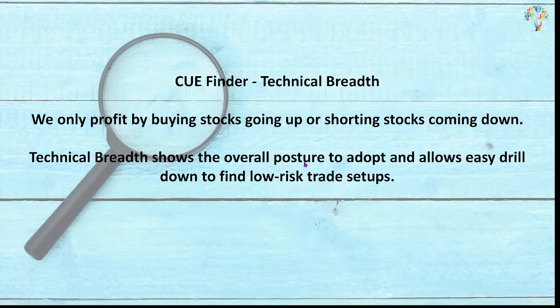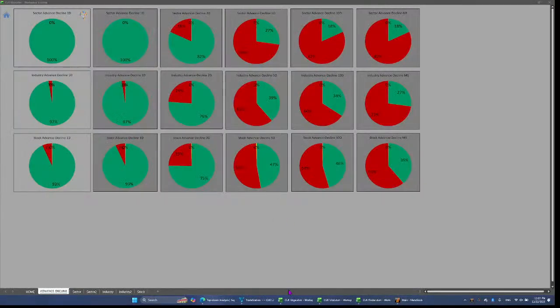Lastly, for market level analysis, QFinder technical breadth. We only profit by buying stocks going up or shorting stocks coming down for directional trades. Most of the Q trades are directional trades, if not all. This technical breadth shows the overall posture to adopt and allows easy drill down to find low risk trade setups.